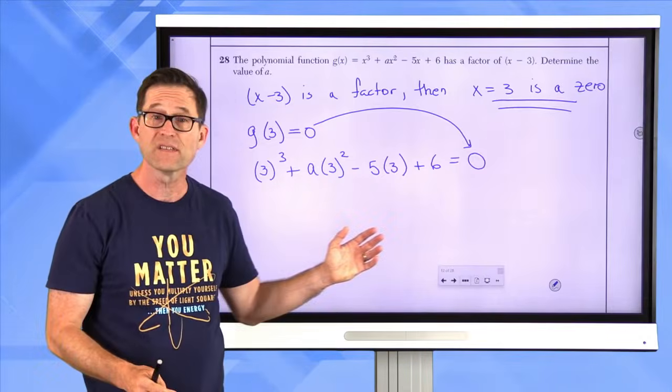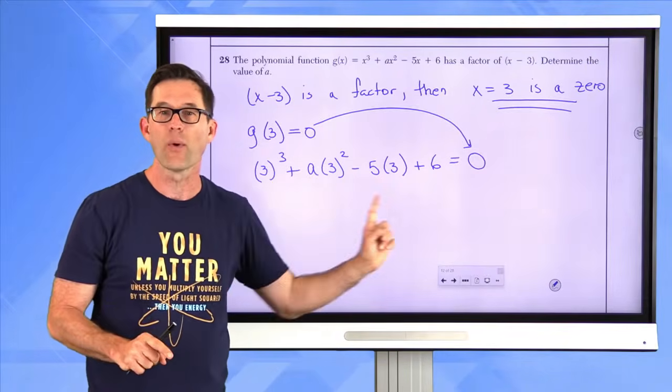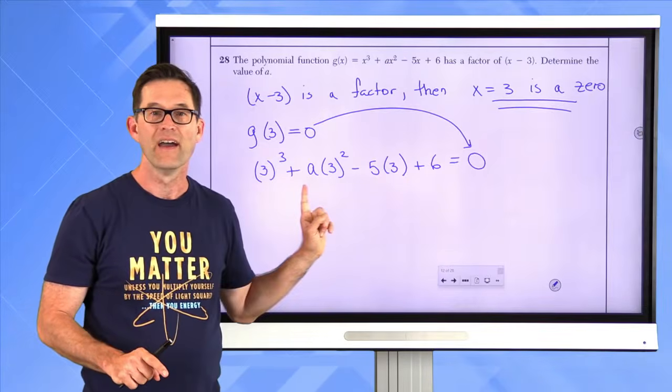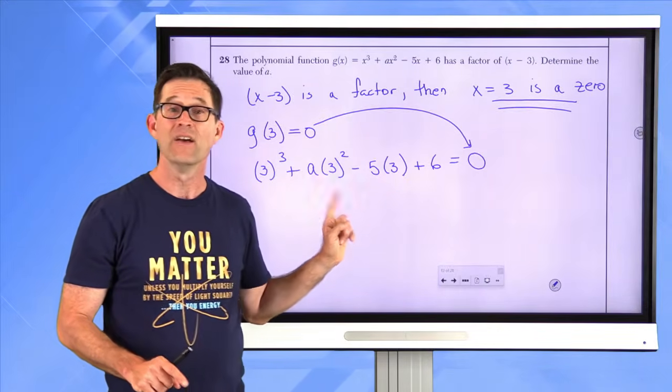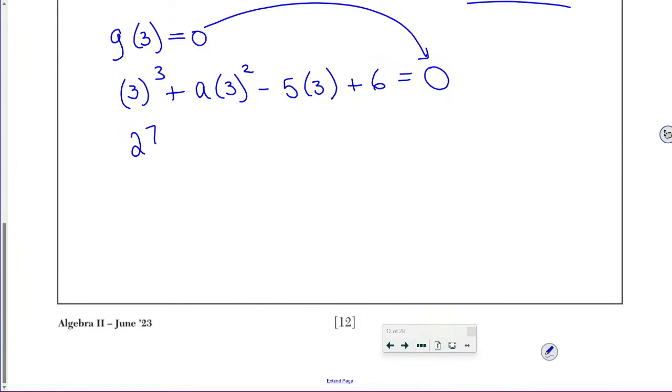Right, so all this is equal to 0. And notice there is only one unknown in this equation right now, and it is a. So let me clean this thing up a little bit. 3 cubed is 27. 3 squared is 9 times a. 5 times 3 is 15. Plus 6 is equal to 0.